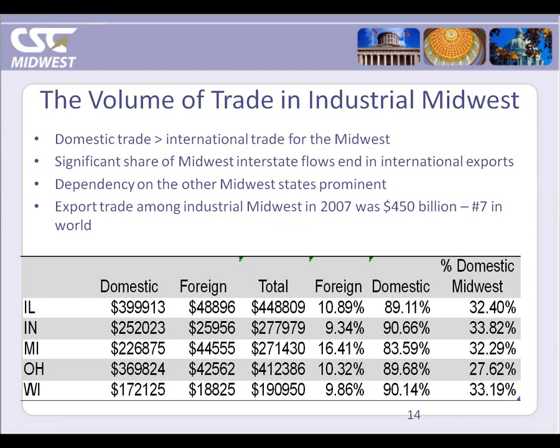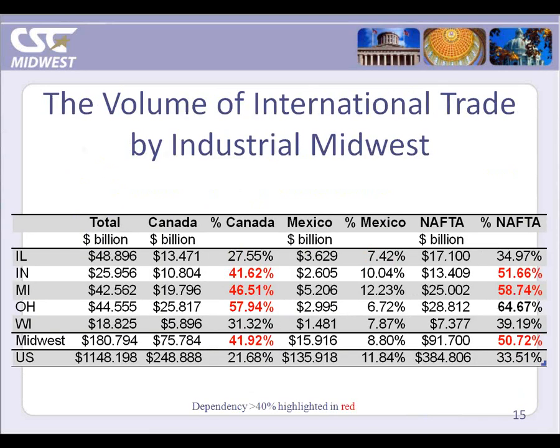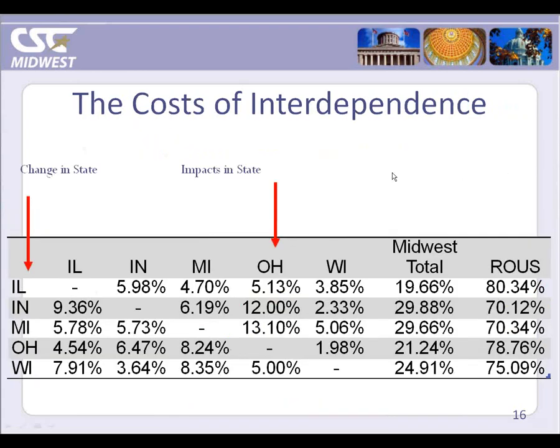So this is an economic opportunity that we don't think about. We have not exploited it because we always think of ourselves as competitors one with another rather than as incredibly complementary in terms of our trading relationships. And then when we look at our international trade, we see that it is very highly dependent upon NAFTA, Canada, and Mexico. And in some cases, this dependence is as high as 64 or 65%. In the case of Wisconsin, it is much lower.